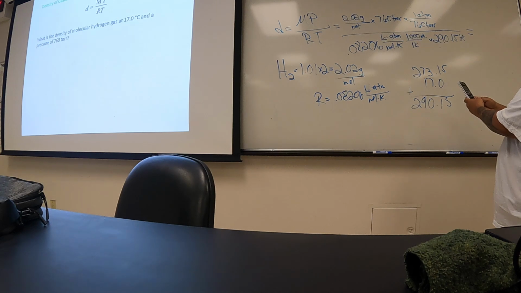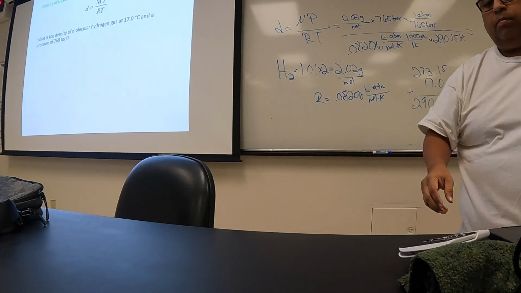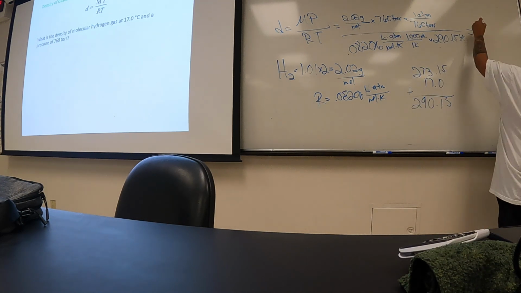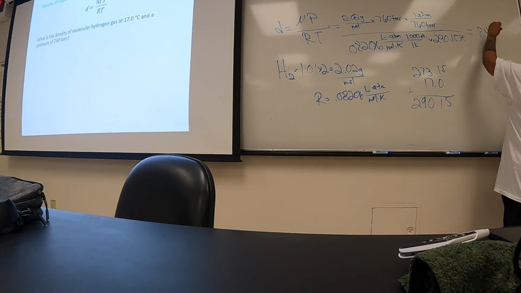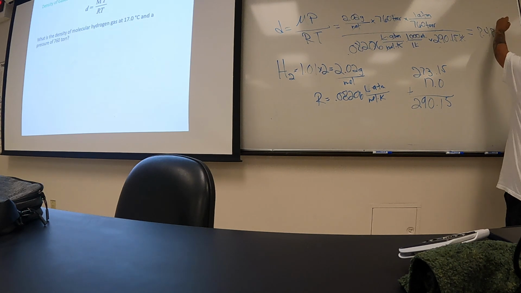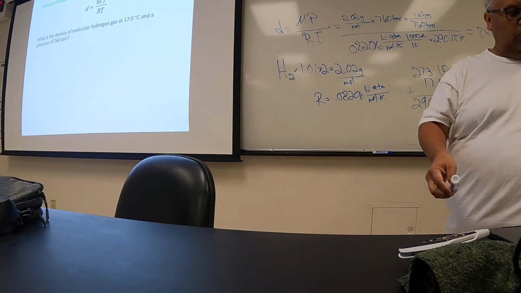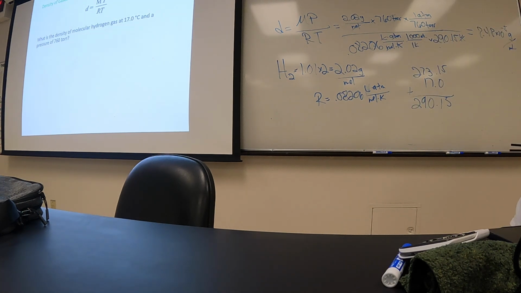8.48 times 10 to the negative... 8.48, is that what it was? Yeah, thanks for verifying that. It is going to be 8.48 times 10 to the minus 5 grams per milliliter. Right? So that's going to be our density for that particular gas.